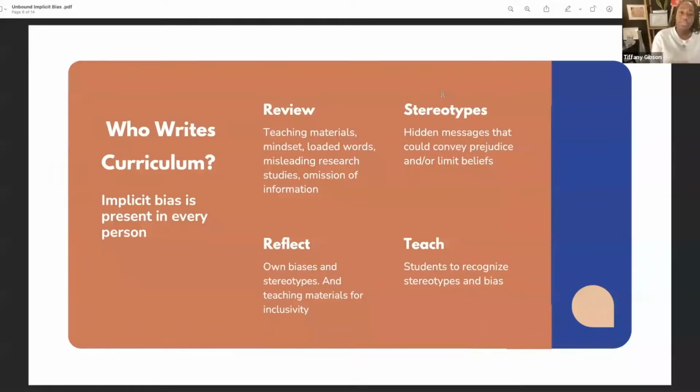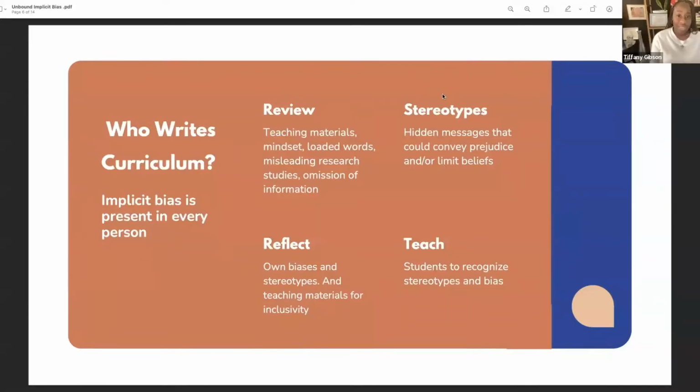Review your teaching materials, your mindset, loaded words and phrases, misleading research studies, and/or omission of information to see whether or not these things are occurring because of an unconscious judgment or an implicit bias. I want you to think about the stereotypes that you have and any hidden messages that could be conveyed as prejudice and/or limited beliefs in relation to nursing education and content.